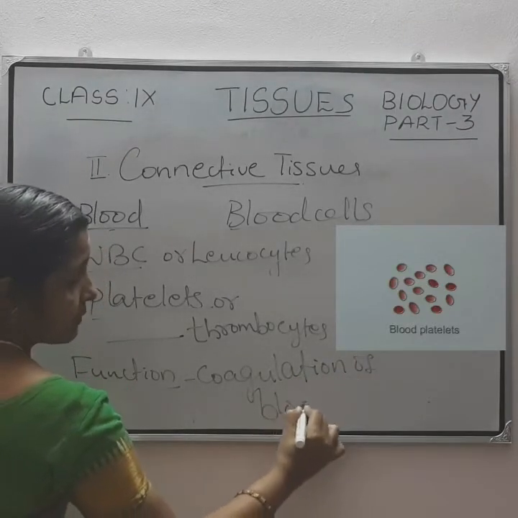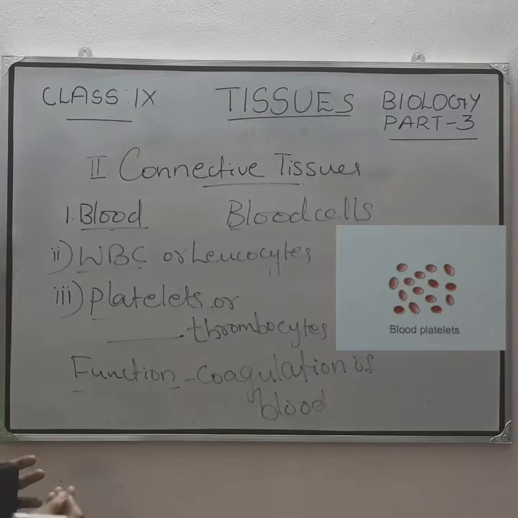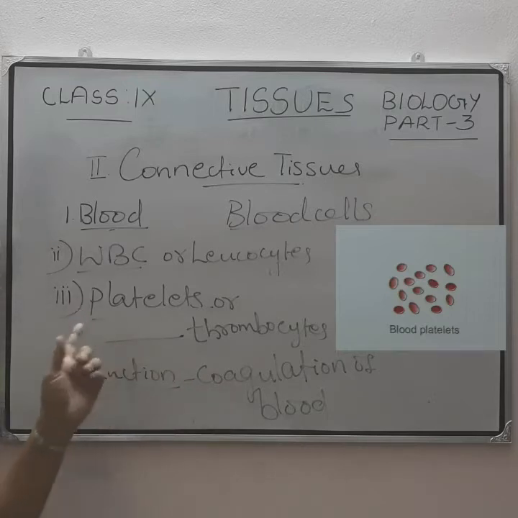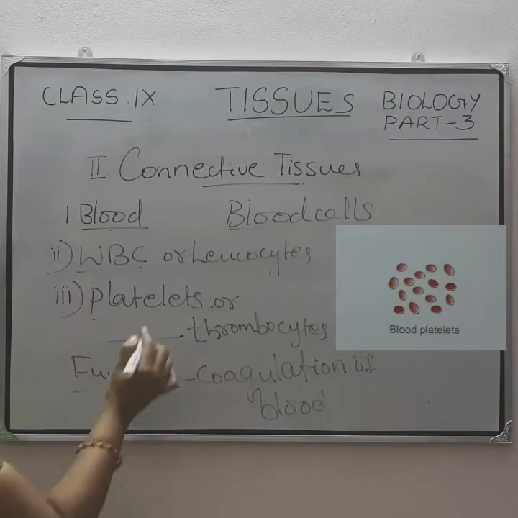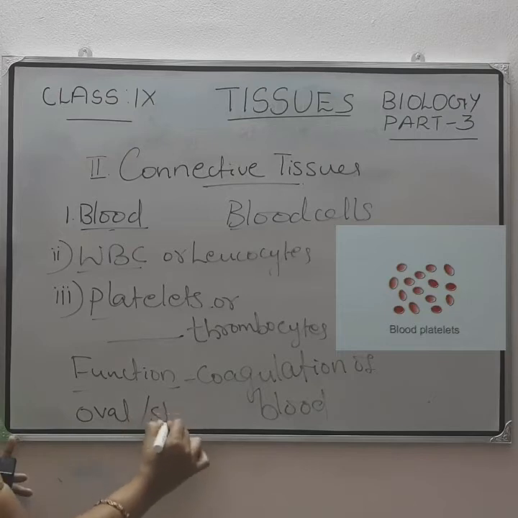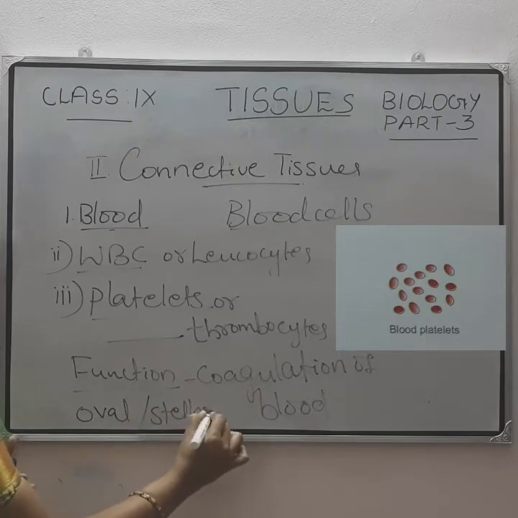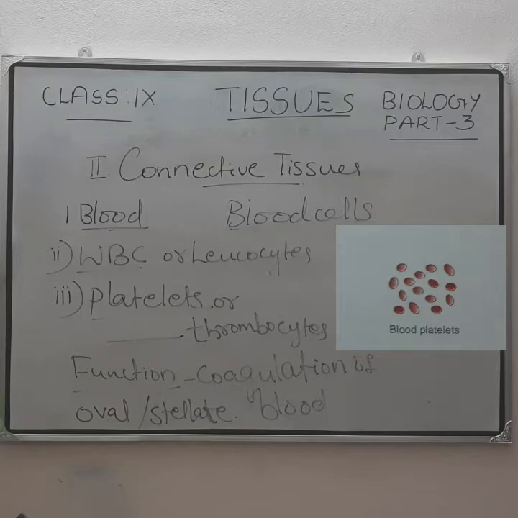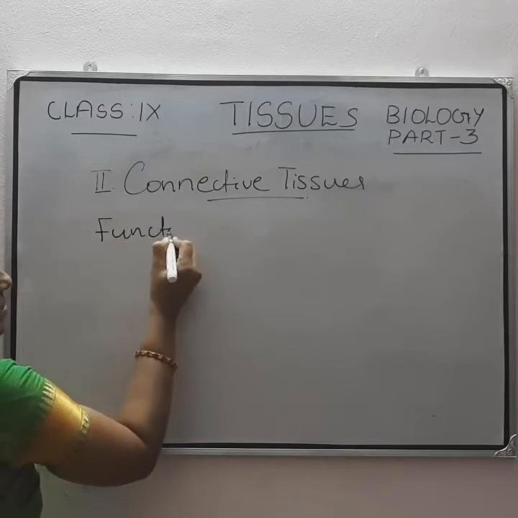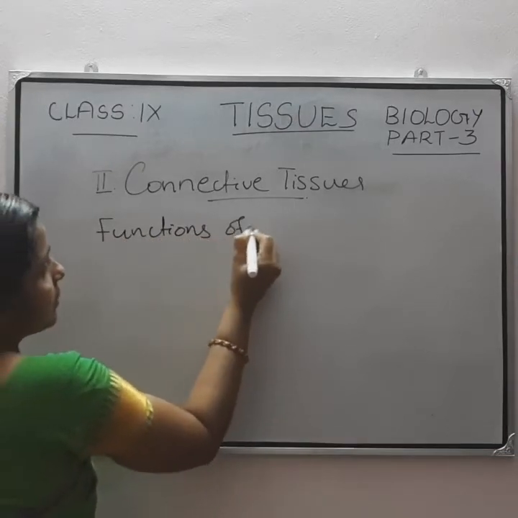That means when any injury happens, the blood will immediately clot, isn't it? And that process, clotting of blood, is helped by whom? That is these platelets of our blood cells. And the shape of these platelets is somewhat oval, or stellate. Stellate means star shape. So that's about different types of blood cells. Then what are the functions of blood? So, functions of blood.